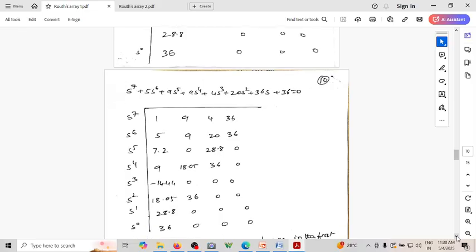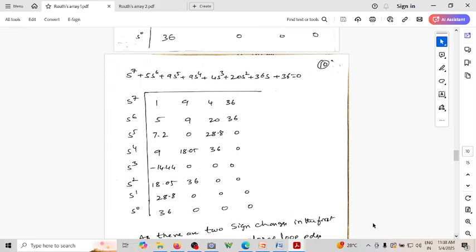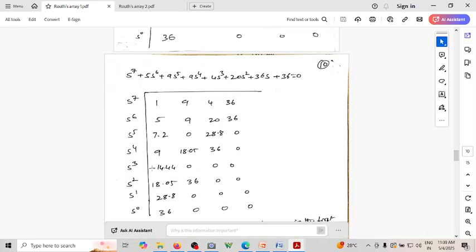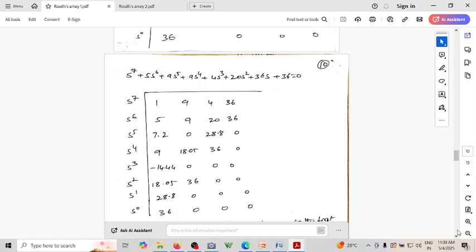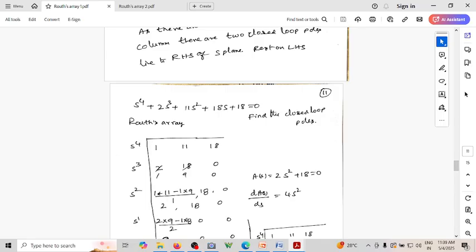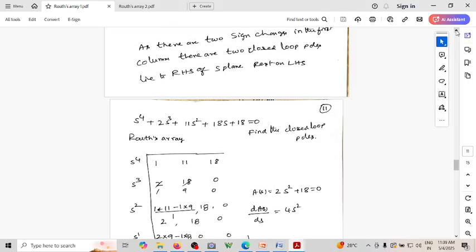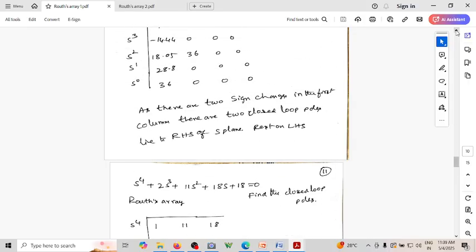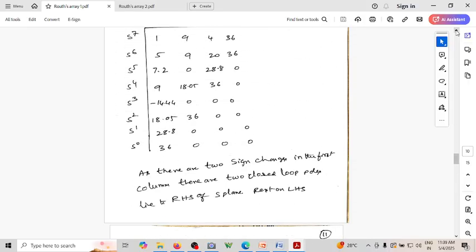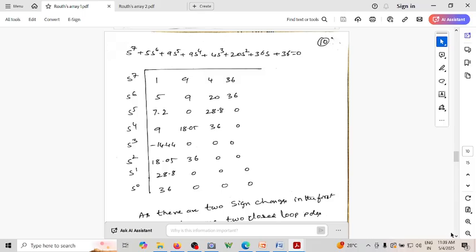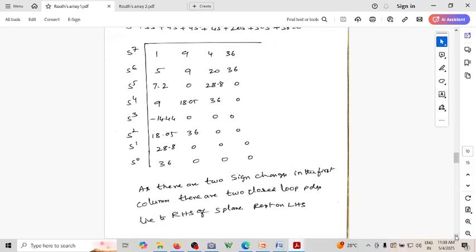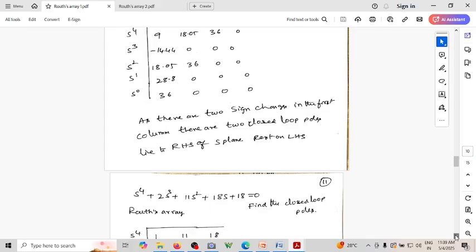Great. So now this is having two sign changes. Plus to minus, one negative sign in the middle means there will be two sign changes, plus to minus and then minus to plus, meaning that there are two poles to the right hand side of the S-plane. That's why the system is unstable in this problem. In this problem, there are two sign changes. Let us move on.